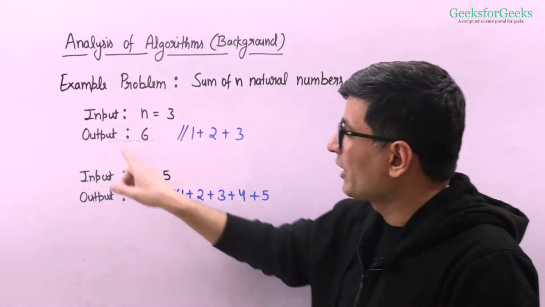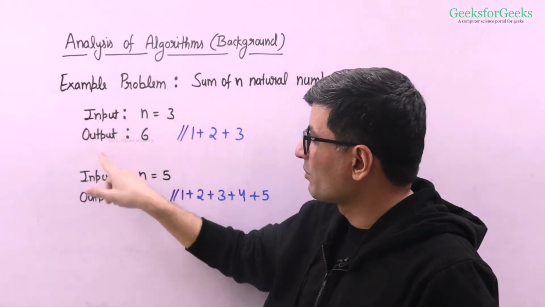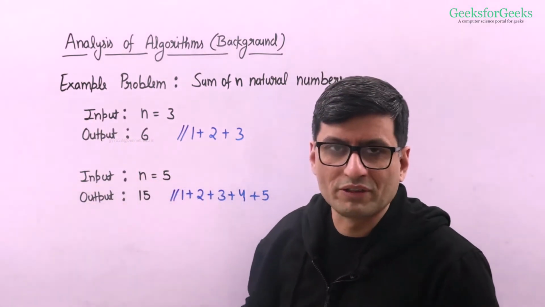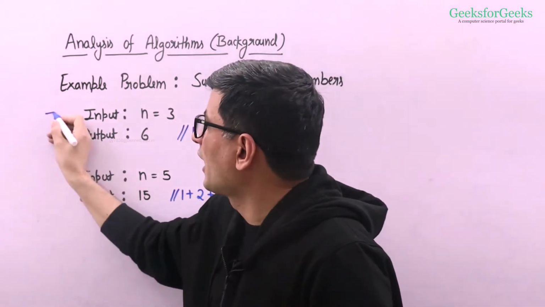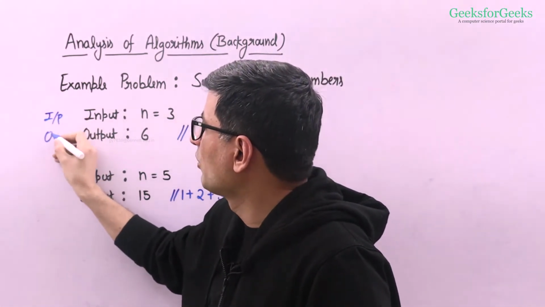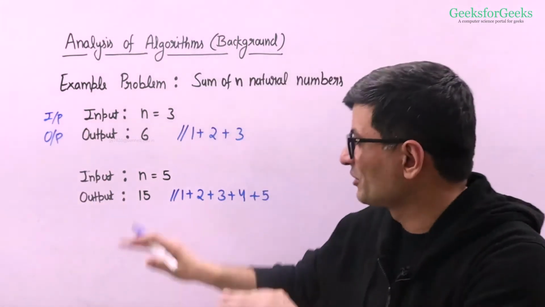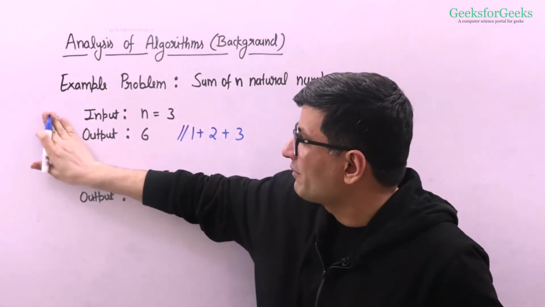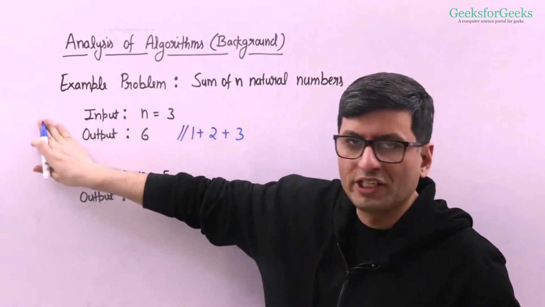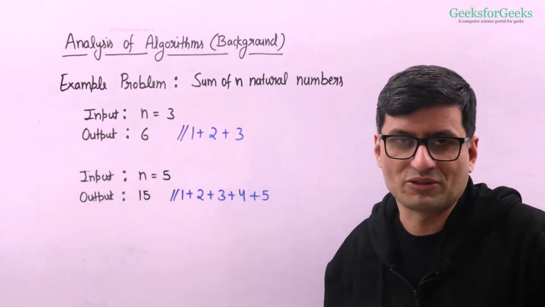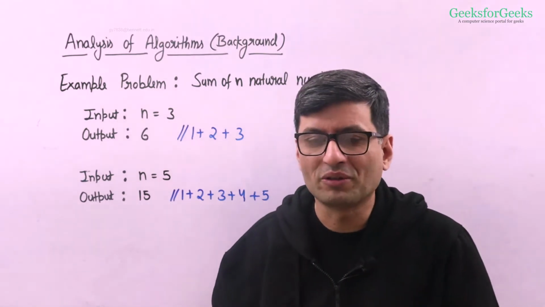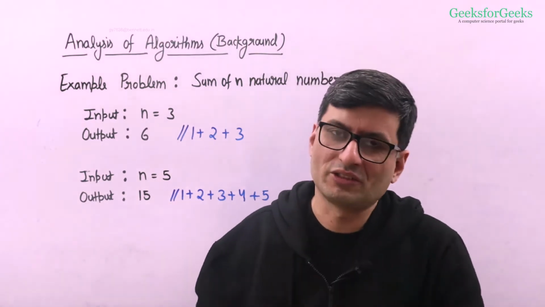See, in this video, I have written complete input and output. In the upcoming videos, to save writing too much text on the board, I am going to use IP for input and OP for output, just to save the space here. So we have an input number n. We need to write a function that returns the sum of first n natural numbers. Please pause this video and try to write down a function yourself.